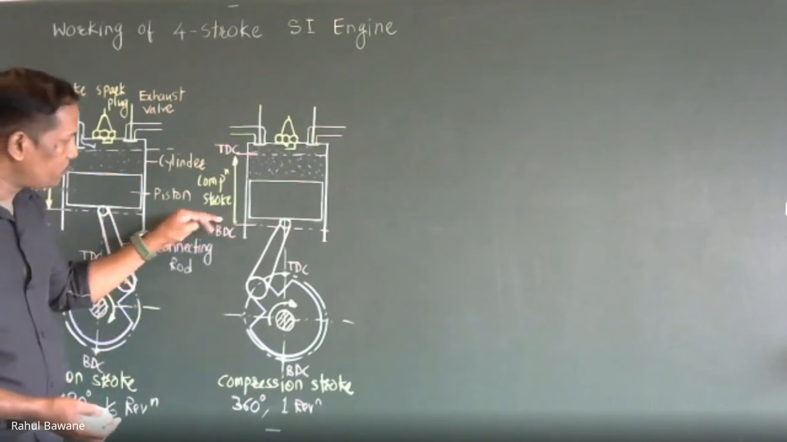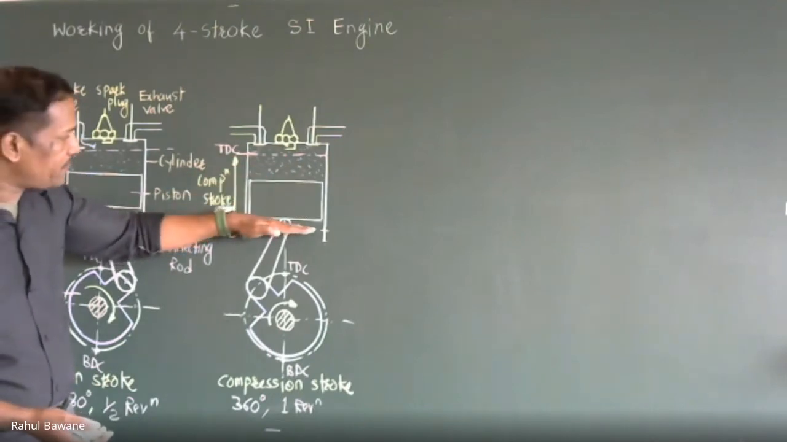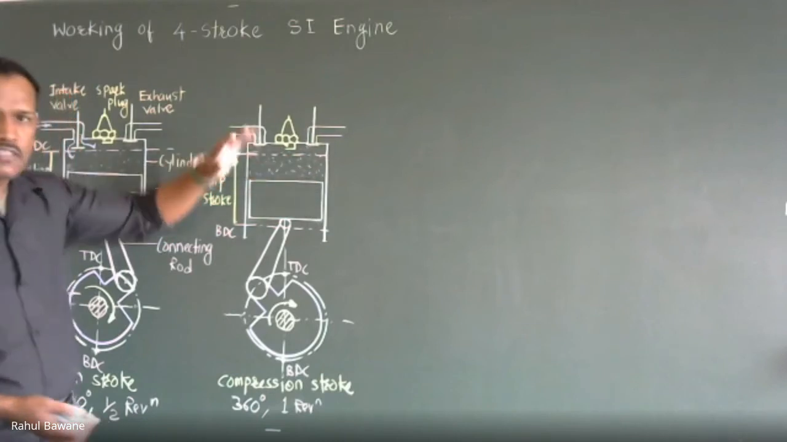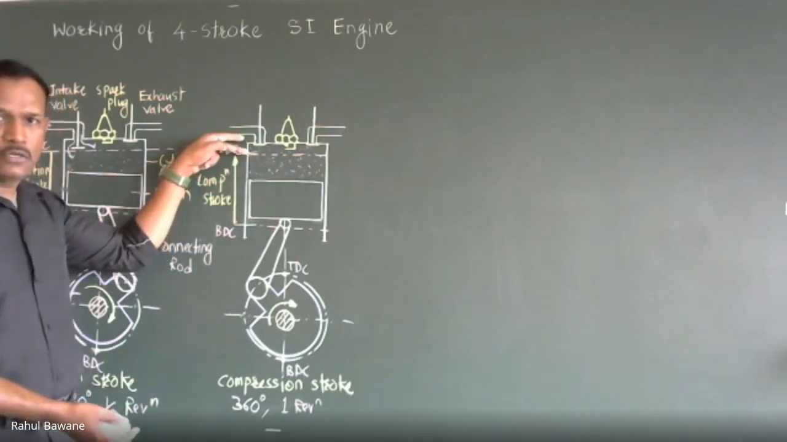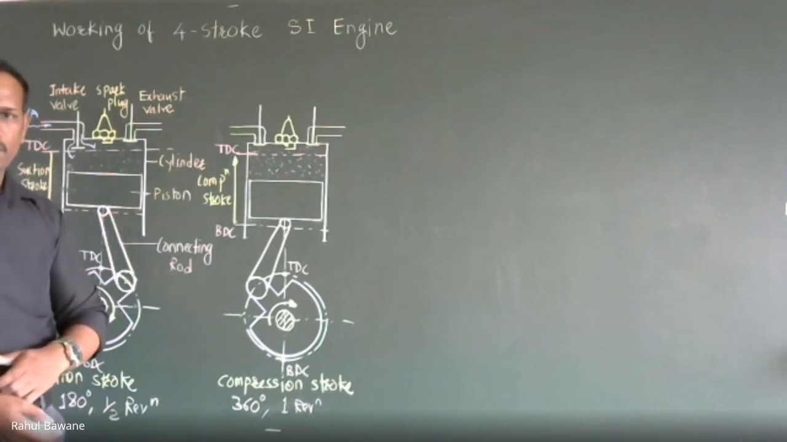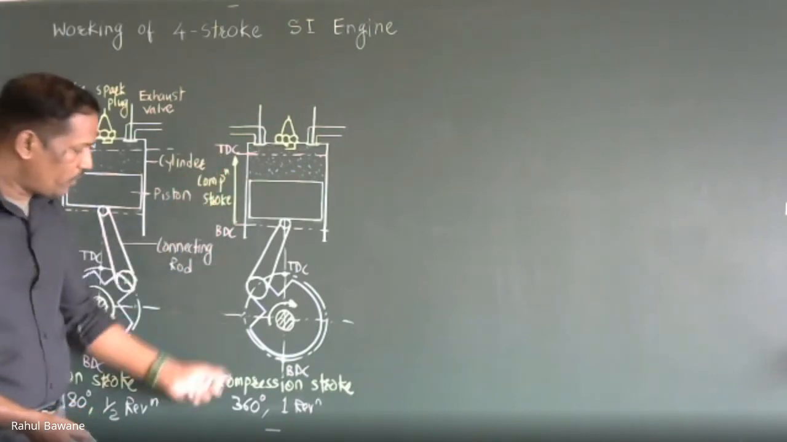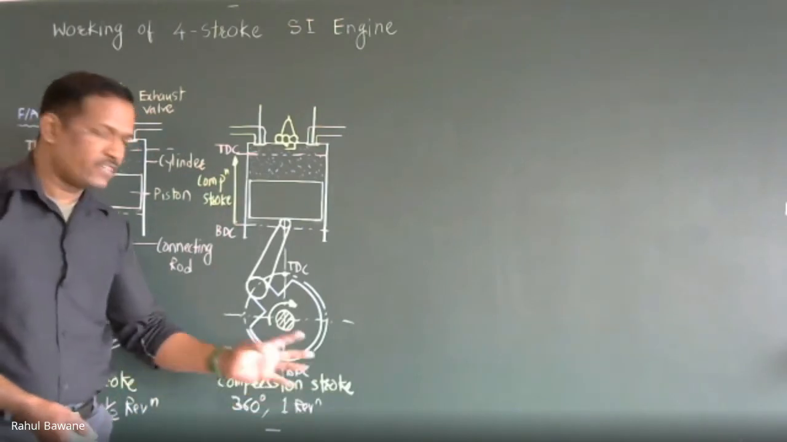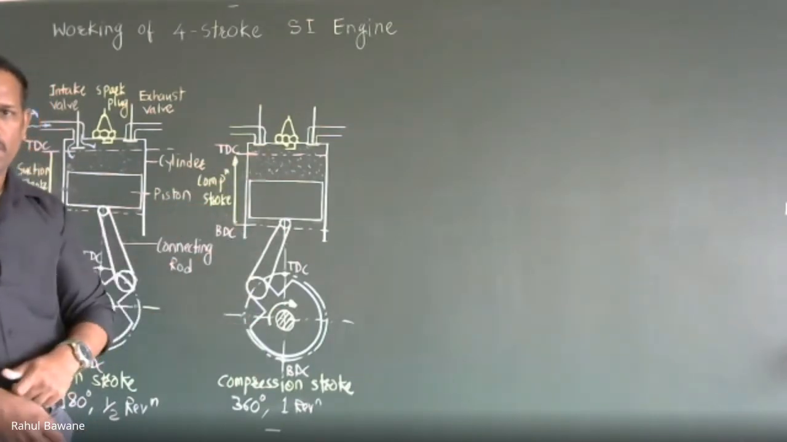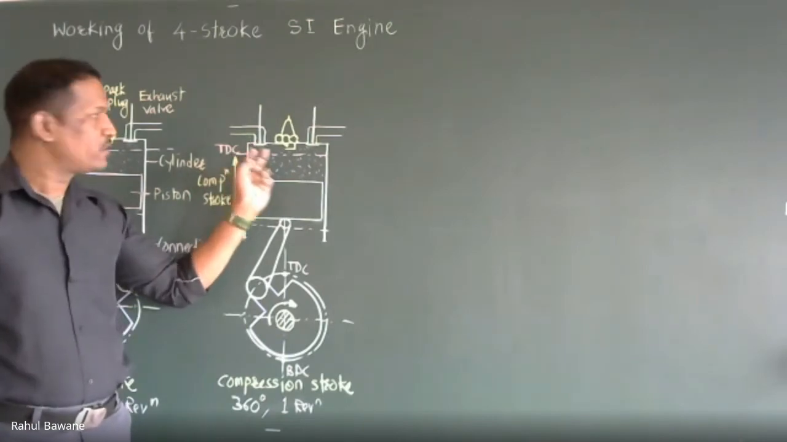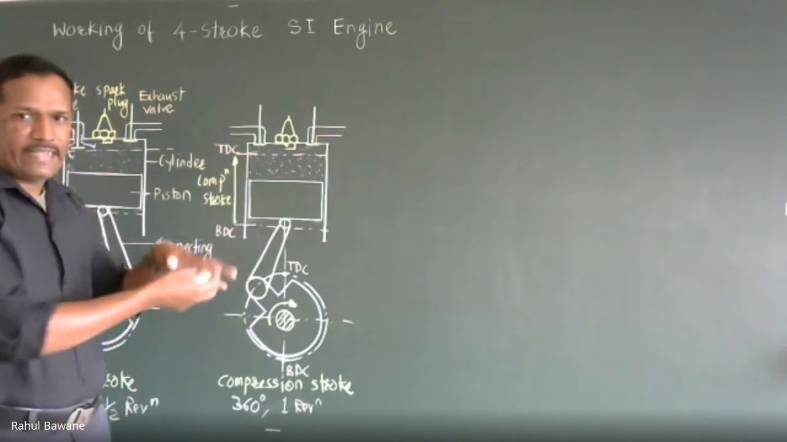When the piston starts to move from BDC to TDC, that entrapped mixture starts compressing, and this compression continues till the piston reaches TDC. When the piston reaches TDC, the complete mixture gets compressed to very high pressure and temperature. During this, the piston completes one stroke from BDC to TDC, your crank completes 360 degrees and one revolution. So this will be the explanation of this diagram. In addition, you can say that during this, the intake valve remains closed, the exhaust valve remains closed, the spark plug remains inactive.